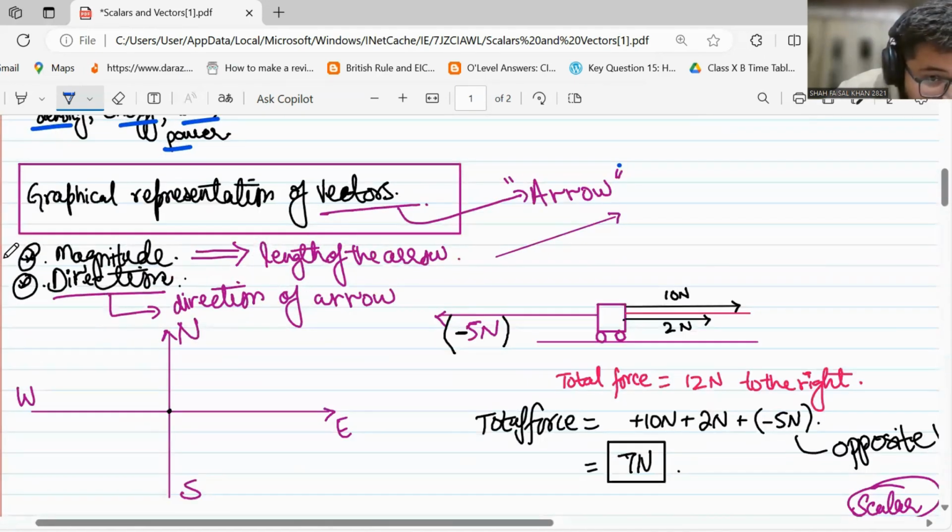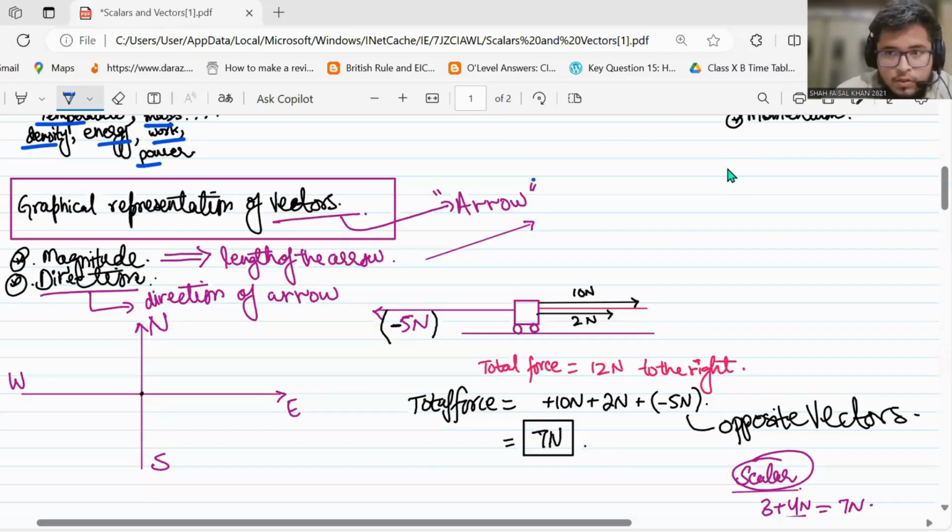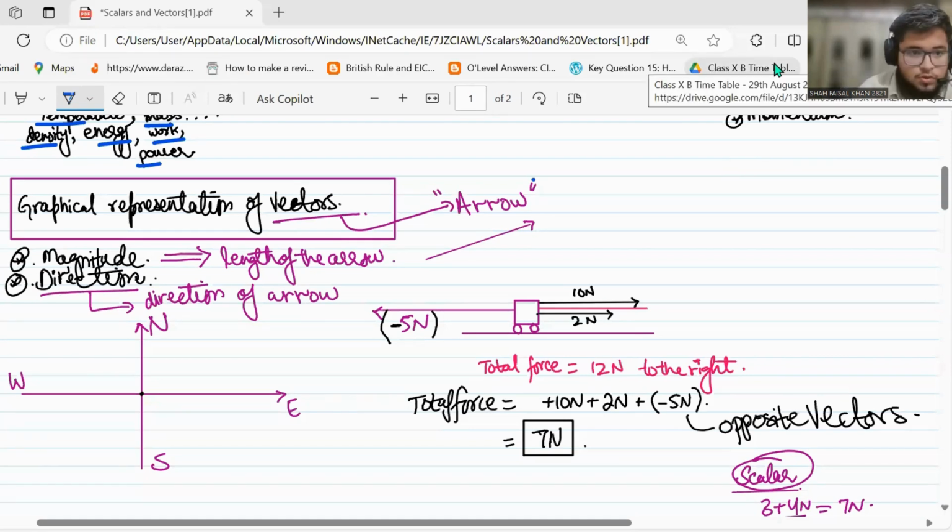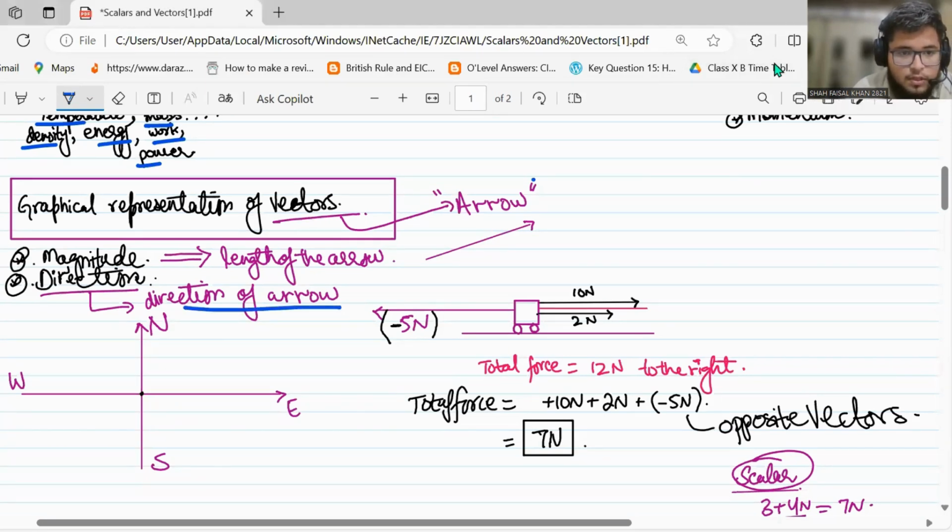Okay, now here is the graphical representation of vectors. How do you represent vectors graphically? By the arrow: the direction of the arrow gives the direction, and the magnitude is the length of the arrow. This is how we represent a vector graphically.